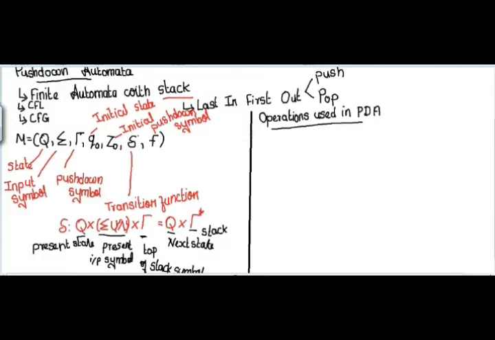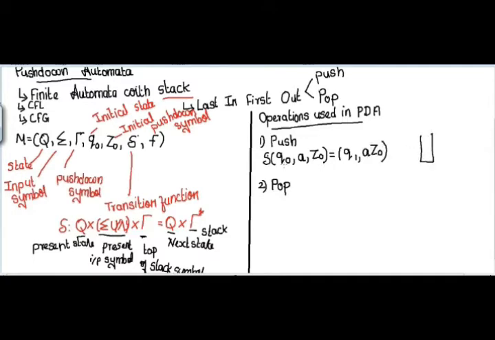Operations used in pushdown automata. Two operations are used in pushdown automata: one is push operation, another one is pop operation. In pop operation, there are two cases. Let me explain the push operation first and then I'll explain pop operation. Suppose Q naught is my present state, A is my present input, Z naught is the top of the stack. I am going to push this input to the top of the stack, next state is Q1, and I am going to push this A to the top of the stack, so that in the stack I'll be having A Z naught. Assume this is my stack.